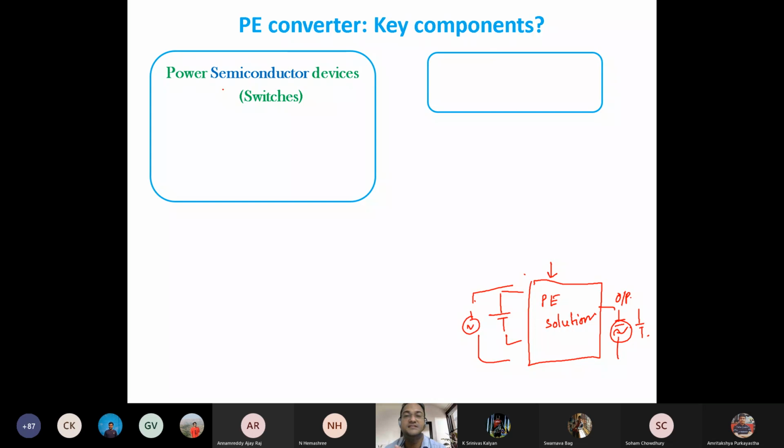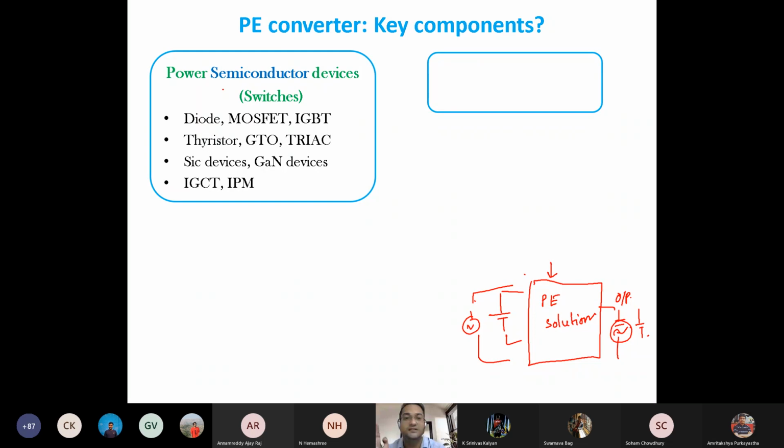Semiconductor device examples: you might have already studied diode, PN diode, then BJT, MOSFET, JFET, all those things. Those are the switches, and some new switches you will learn in this course: thyristor, GTO, triac. For example, in the fan regulator we use a triac. And some advanced devices, if time permits, we'll also discuss. These are the heart of a power electronic system, the main component.